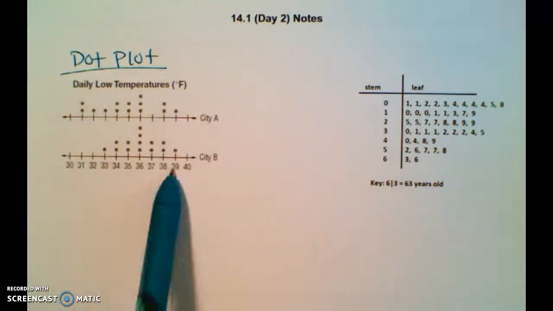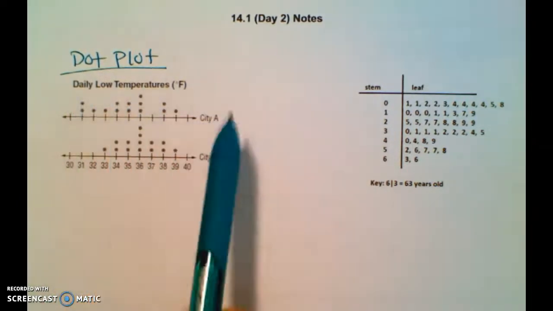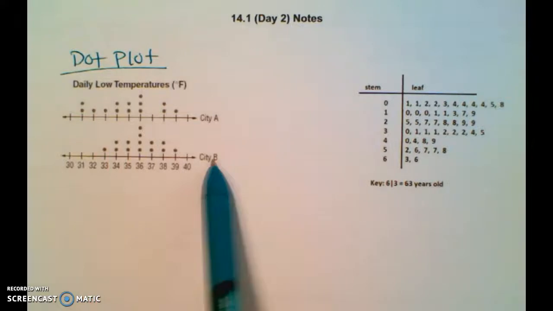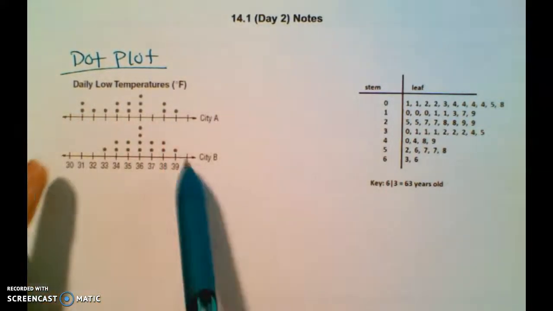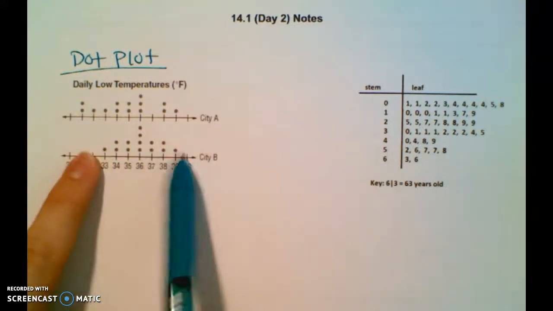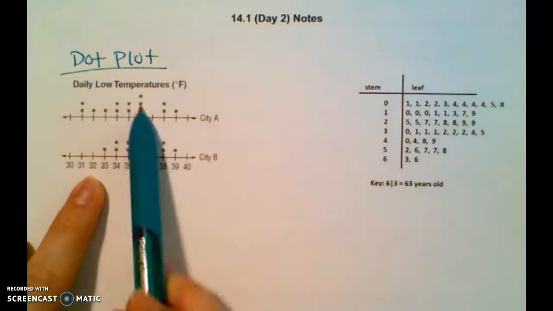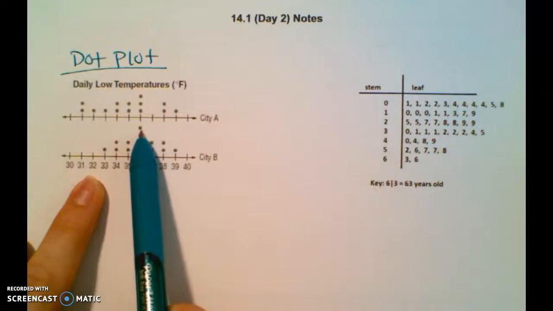So when we look at this, looking at the daily low temperatures of City A and City B, we can see that the temperatures of City A are more spread out, whereas with City B, they are not as spread out and they peak at the same temperature of 36, but more often.